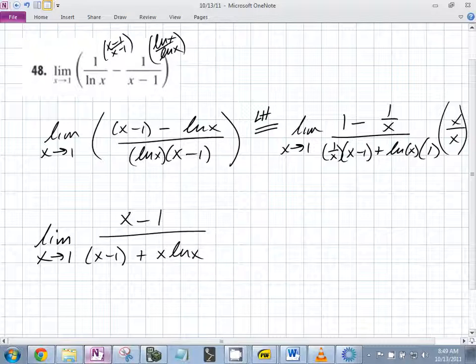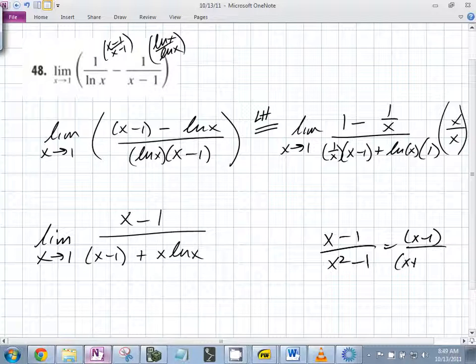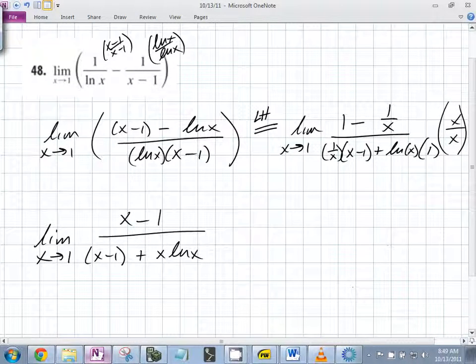Can you plug in 1? You always check if you can plug in the actual value you're going towards. If I gave you x minus 1 over x squared minus 1, can you plug in 1 into that? No. But if I factor this and cancel it out, can I now plug in 1? Yes, you can. There's a removable discontinuity, essentially. So we're asking ourselves, have we plugged it yet?